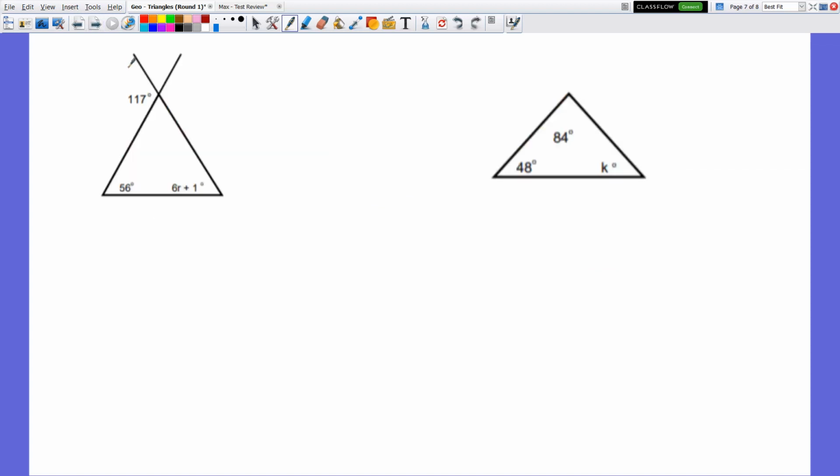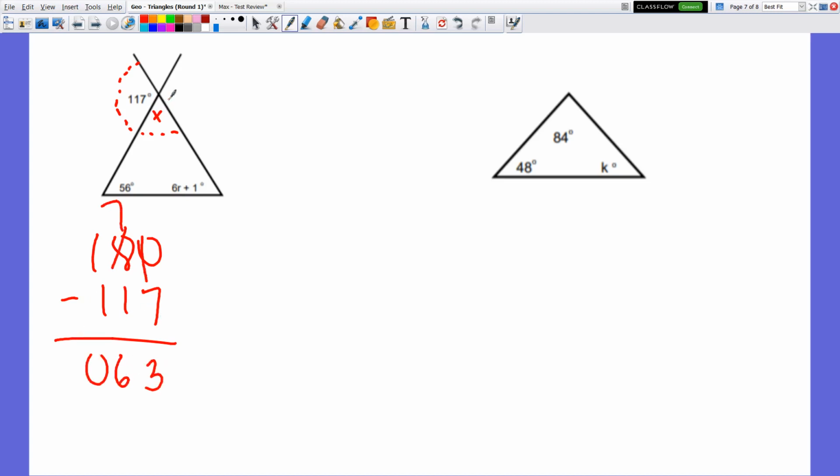Okay, another one of the supplement things. You know that 117 plus this angle that I marked as x should equal 180. You, of course, said take 180 and subtract 117 to figure out what we got left. 63 degrees.